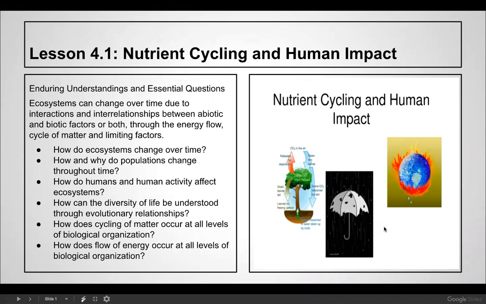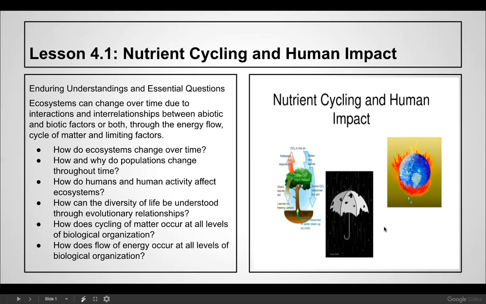Ecosystems change over time due to interaction and relationships between abiotic and biotic factors. If you remember, abiotic factors are not living and biotic factors are living things. So a rock is considered not living and a moth is considered living. All right, through the energy flow, cycle of matter, and limiting factors, how do ecosystems change over time?